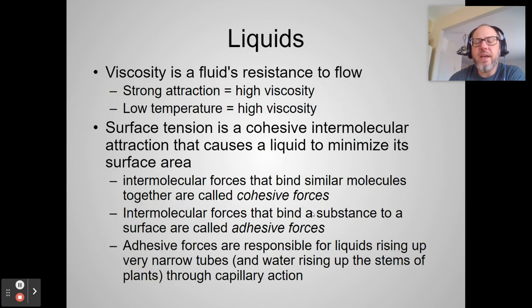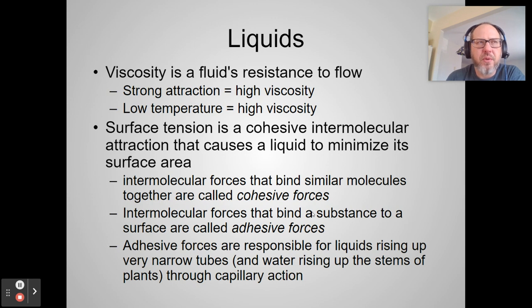So, liquids. Liquids have the properties that they have because of intermolecular forces, the forces that bind the molecules in the liquid together. Viscosity is the first one. Viscosity is a fluid's resistance to flow. Something that is highly viscous has very strong intermolecular attractions. Think about molasses. Molasses is a very concentrated sugar solution, and you have very strong attractive forces between the sugar molecules in the liquid, causing it to flow very slowly.